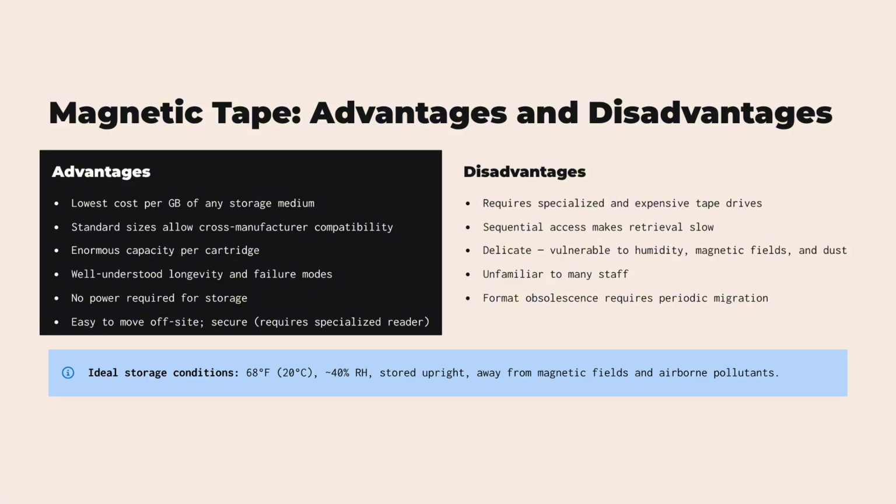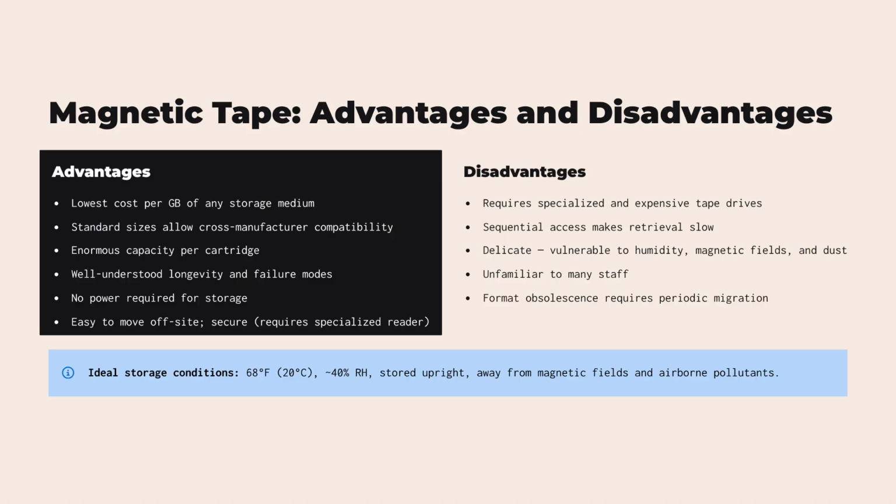Storage conditions for magnetic tape: approximately 68 degrees Fahrenheit, 40% relative humidity, stored upright, not flat. Keep tape away from magnetic fields, which can corrupt the data, and away from airborne pollutants, including smoke and dust. A single particle of smoke from a cigarette is large enough to obscure data from a read/write head on a modern high-density tape. Under room temperature archival storage conditions, tape is estimated to last between 10 and 30 years, with proper conditions extending that range.